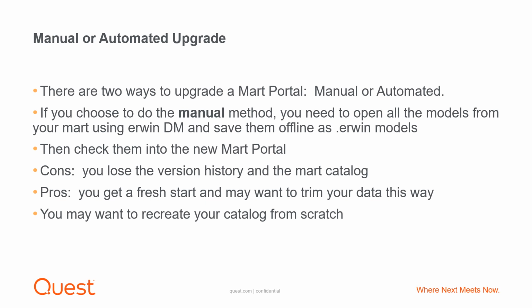There are two ways to do your upgrade. It's either a manual upgrade or an automated upgrade. The manual upgrade consists of checking all the models out of the Mart, saving them offline as Erwin Data Modeler files, creating a new Mart on a new database, a new Mart Portal, and then checking the models into the new Mart Portal using the upgraded version of Erwin Data Modeler.